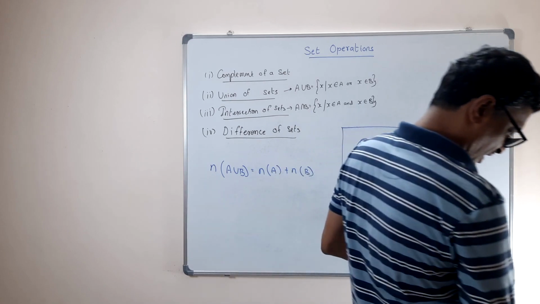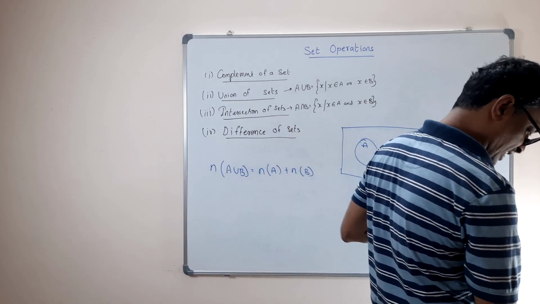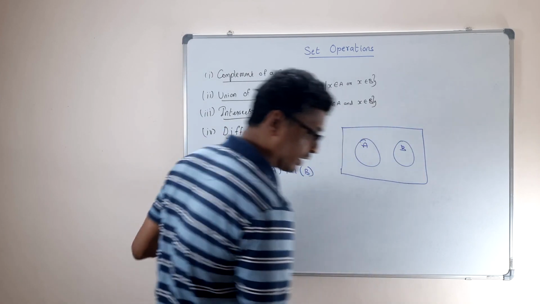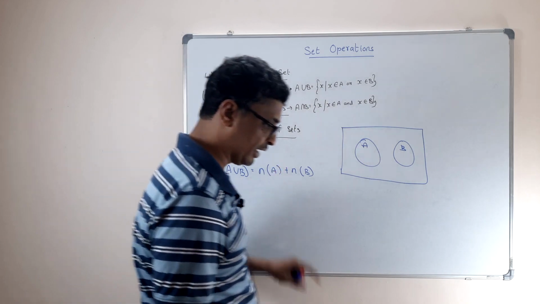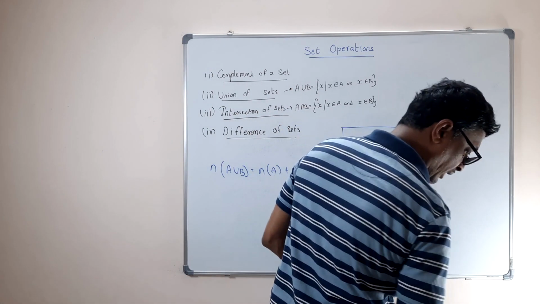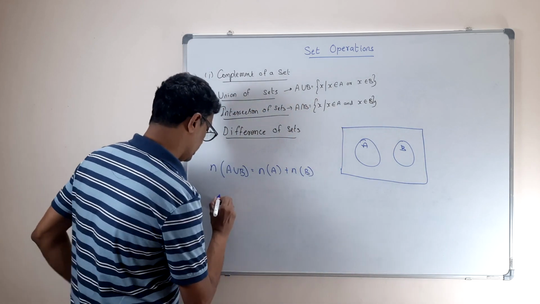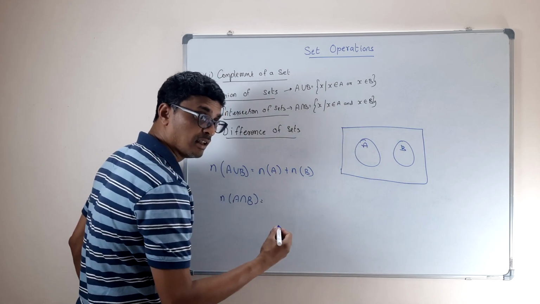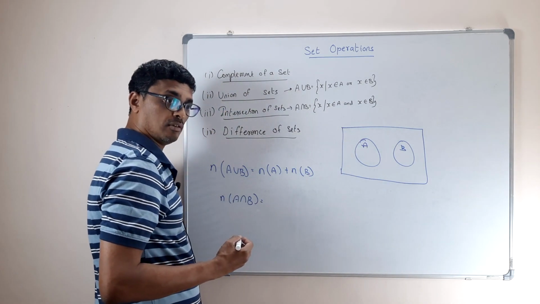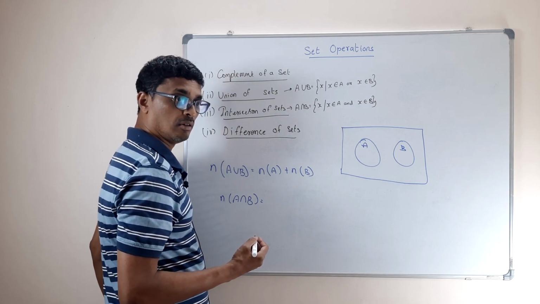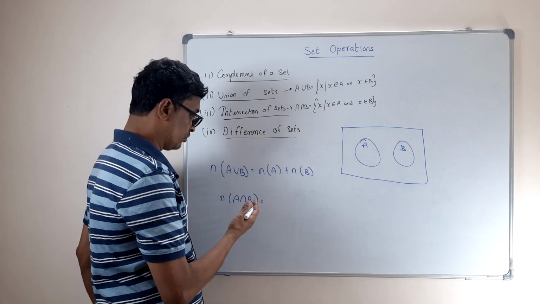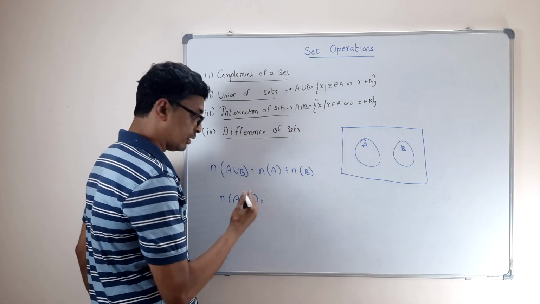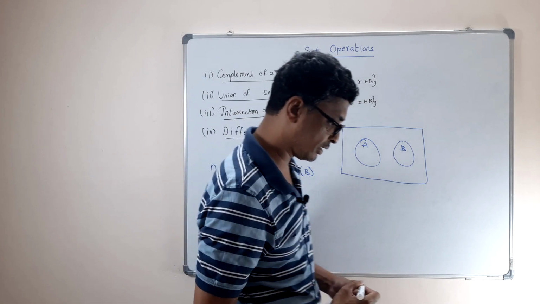So when A and B are disjoint sets, then N of A union B, the cardinality of A union B, is equal to the cardinality of A plus the cardinality of B. And in that case, can you tell me what is the cardinality of A intersection B, for disjoint sets? For disjoint sets, A intersection B will be the null set, right? Correct. That's why I'm asking what is its cardinality. What is the cardinality of the null set? It's 0.